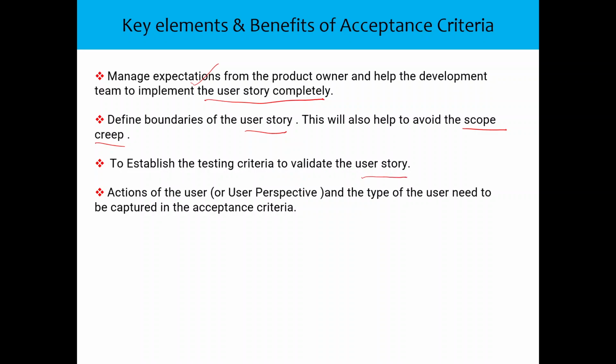And definitely once you want an agreement from the business, they will see what they have agreed upon earlier in the beginning, and based on that only the validation will happen. Action of the user or user perspective and the type of user need to be captured in the acceptance criteria. When we are writing or capturing the acceptance criteria, we have to always think from the user perspective and type of user, and that will set up the acceptance criteria.